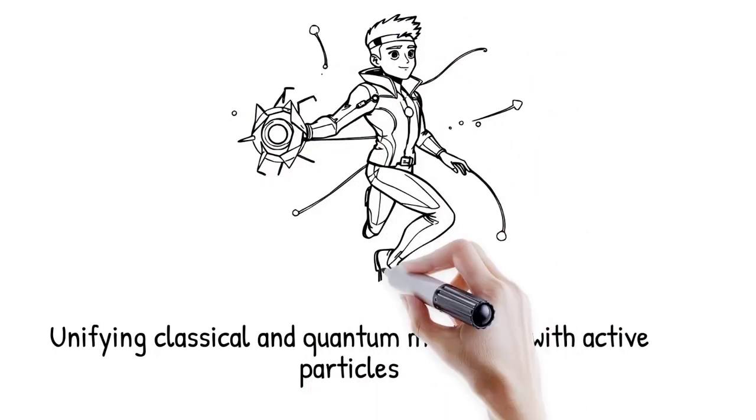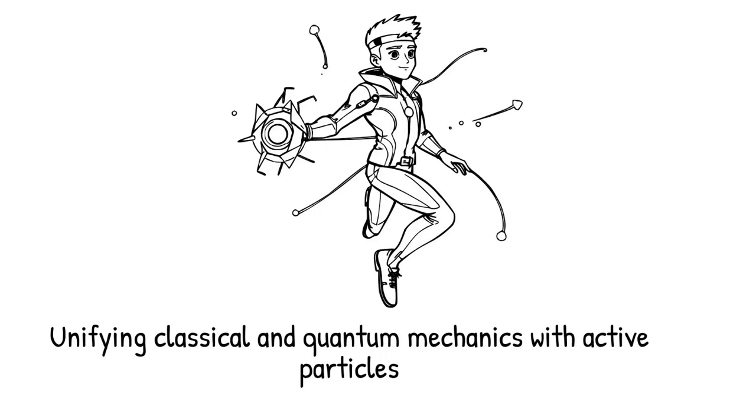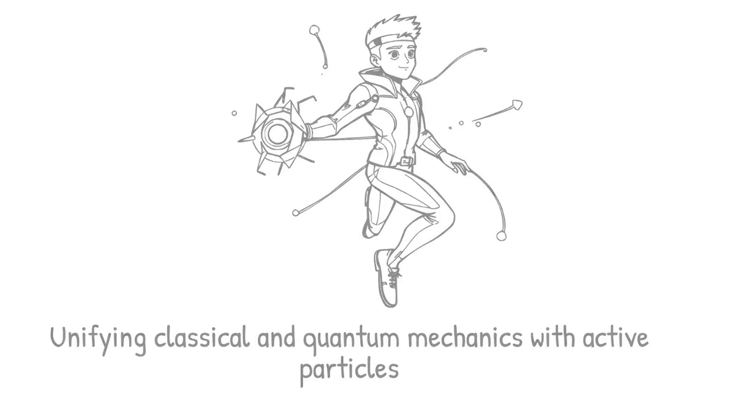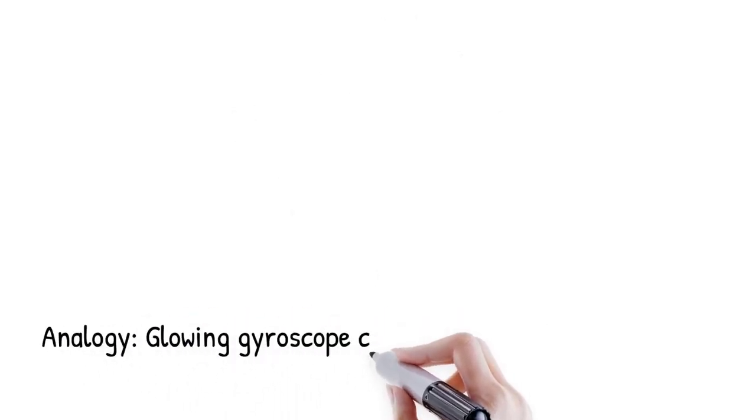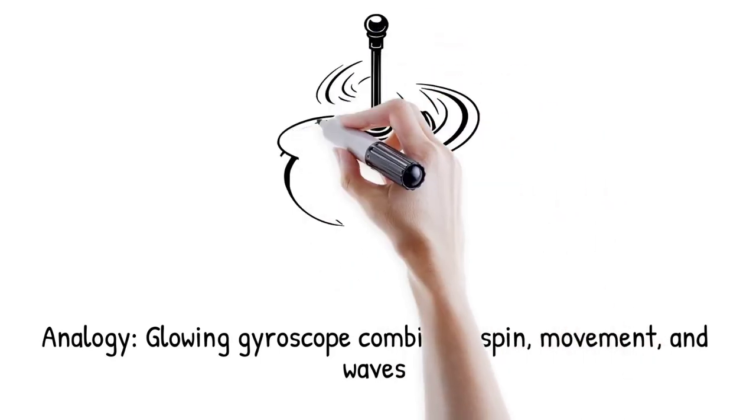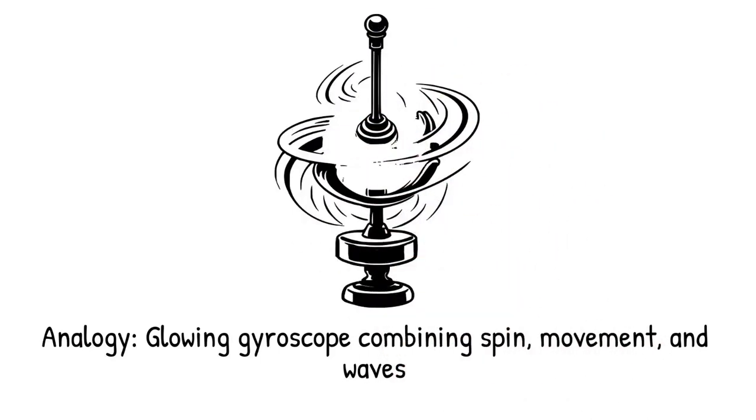An electron passing through a magnetic crystal shows changes in both spin and trajectory, indicating intertwined motion and quantum properties. It's like a glowing gyroscope that spins, moves, and emits waves. The structure is complex, but every part expresses the same unified behavior.